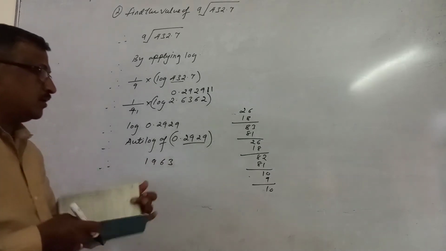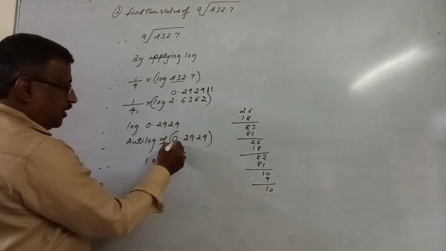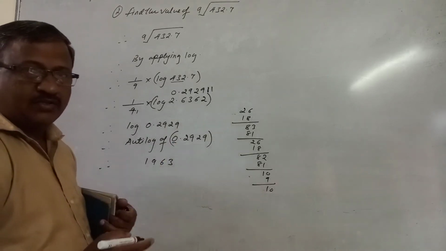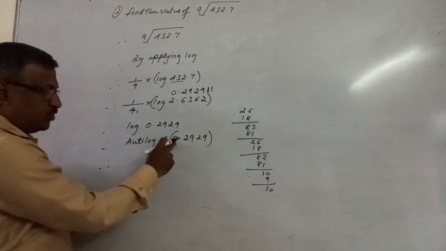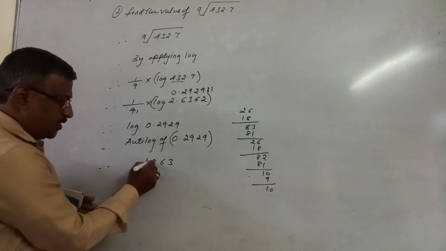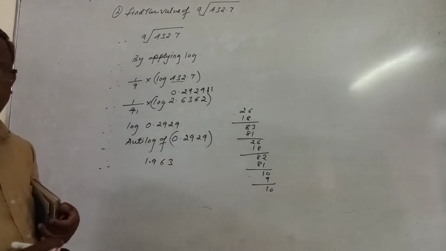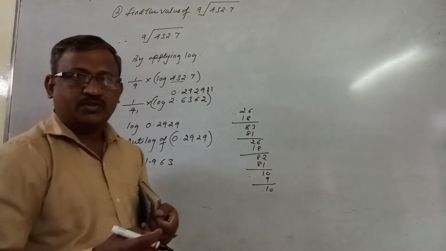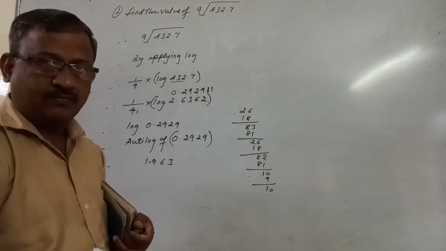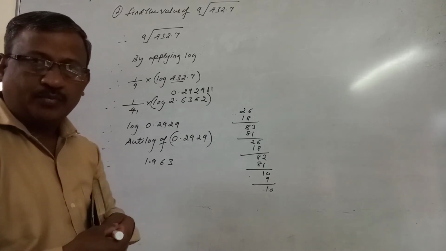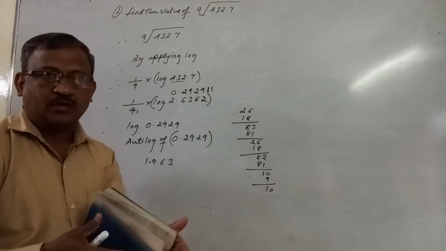1963. Now you have to place the decimal point, and to place the decimal point, refer to the characteristic. It is 0, and 0 is always considered positive, and as it is positive you have to add 1. So 0 plus 1 is 1, which gives one digit before the decimal point. So the answer comes to 1.963. Clear? So this is how you have to find the root of any value. I hope you are understanding. Clear? Let's have the next problem.